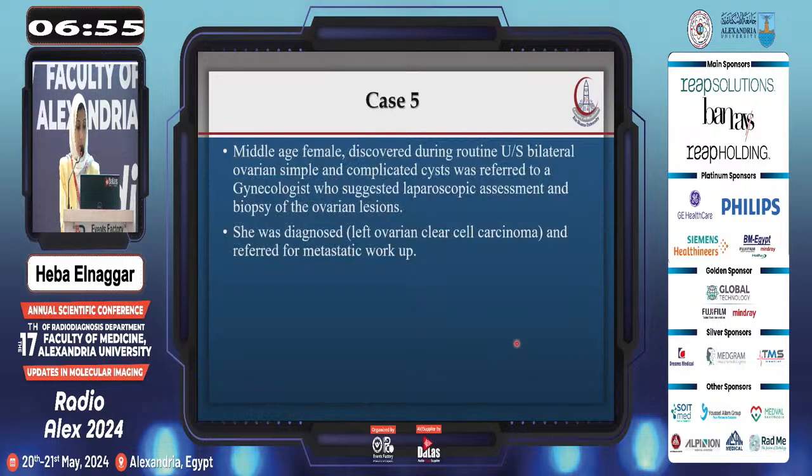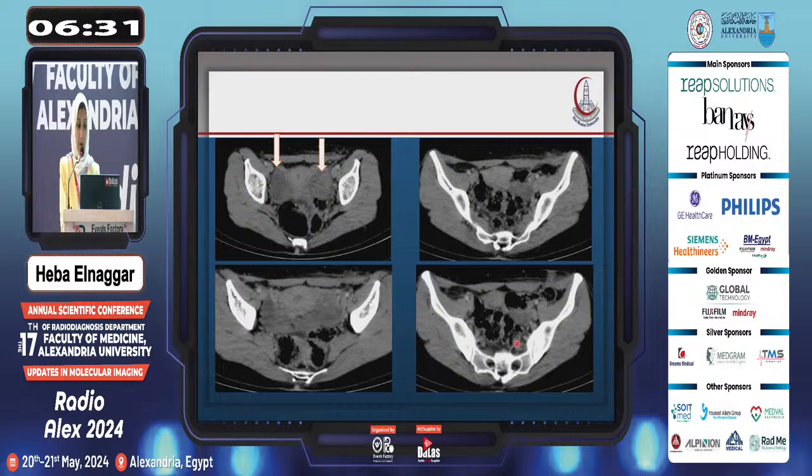the rectum. In case number 5, a middle-aged female discovered during routine ultrasound bilateral ovarian simple and complicated cyst was referred to a gynecologist who suggested laparoscopic assessment and biopsy of the ovarian lesions. Then she was diagnosed with left ovarian clear cell carcinoma and referred for metastatic workup before surgical intervention.